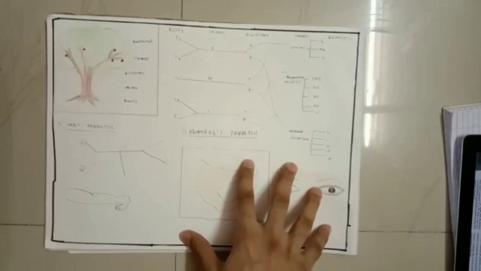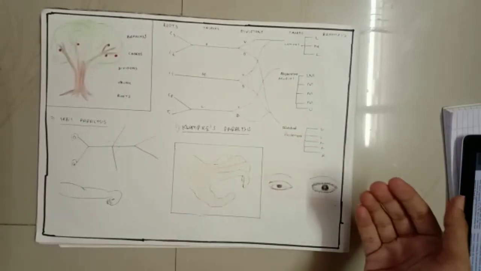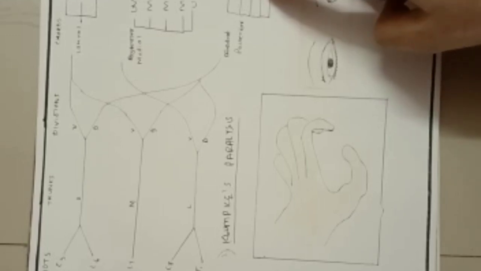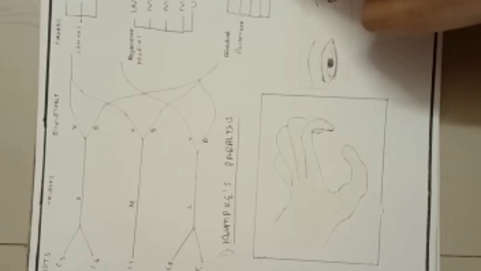And the posterior cord has its branches basically in the form of a mnemonic, that is U L N A R. U stands for upper subscapular nerve, L stands for lower subscapular nerve, N stands for nerve to latissimus dorsi, A stands for axillary nerve, R stands for radial nerve. So here we complete our brachial plexus.